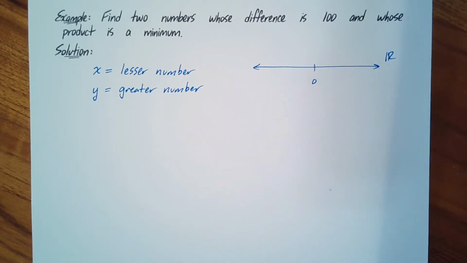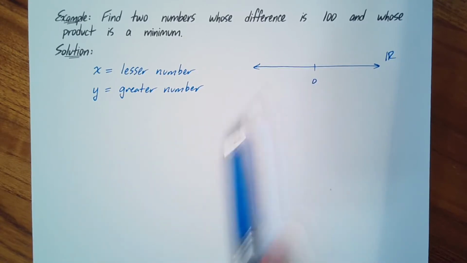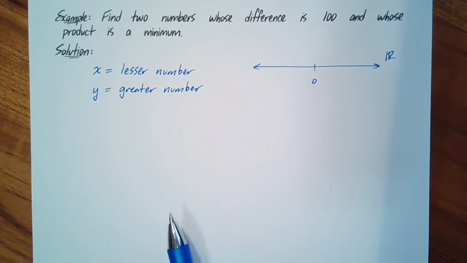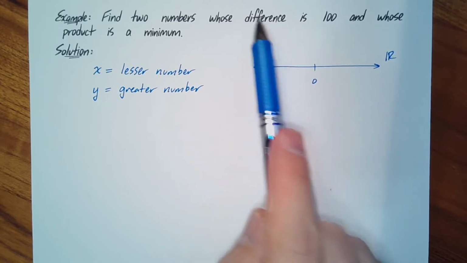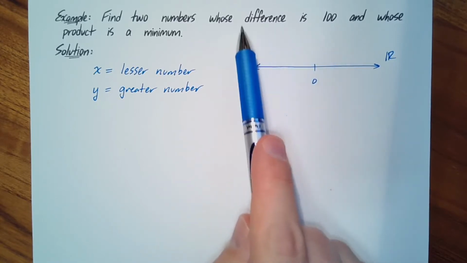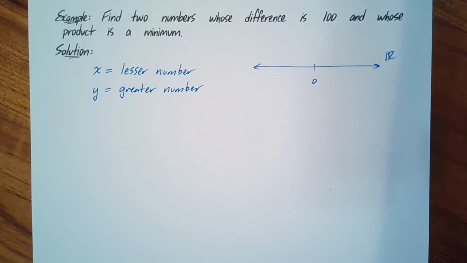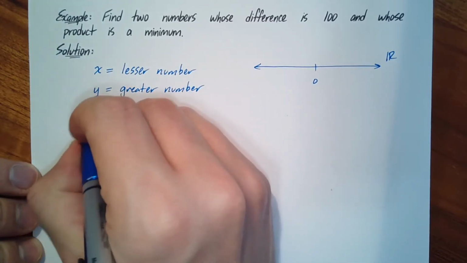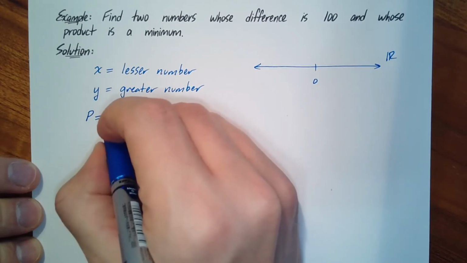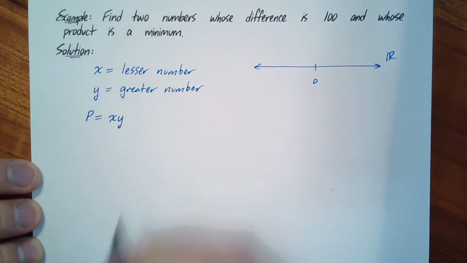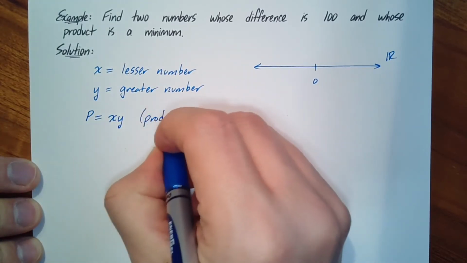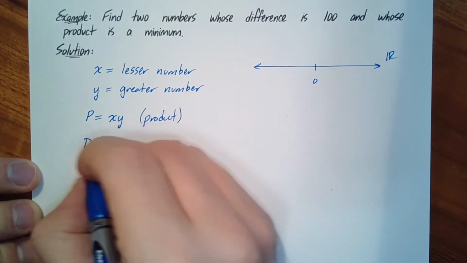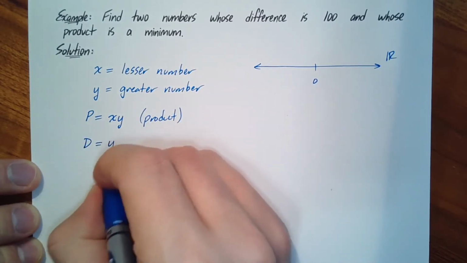But now in our case, we want to make it as far as possible to the left on the number line, but subject to the constraint that their difference is 100. So subject to the requirement that if you subtract the smaller number x from the larger number y, you end up getting 100. So for that reason, we can do things like this. Let's say P is the product, so the product of x and y, which we can write as xy. And the difference, well, that's going to be y minus x.